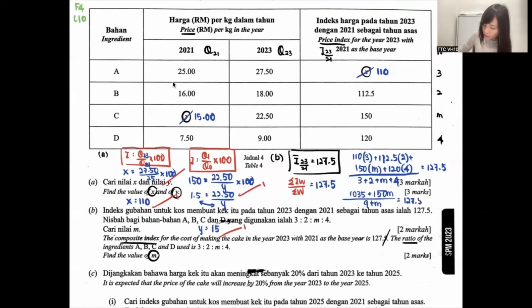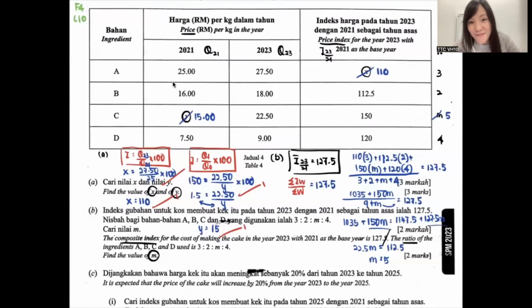Equivalent to 127.5. Move around, divide, move up, times. Times 127.5. Are you getting 1147.5 plus 127.5M, equivalent to this? Okay? M and M can be combined together. 150 minus 127.5. Are you getting 22.5M equals 1147.5 minus 1035? Isn't it 112.5? So the M answer, move it over, divide. Yes, got it. Yay! My M answer is 5.